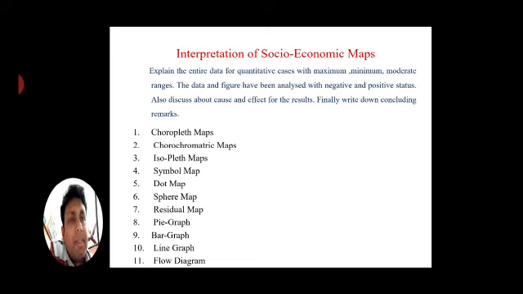In other cases, in aspects of qualitative data, we have to identify the different components, whether isolated, compact or semi-compact. And finally, you have to identify the cause and effect for these types of distribution, for these types of location. And finally, we have to write down the concluding remarks.